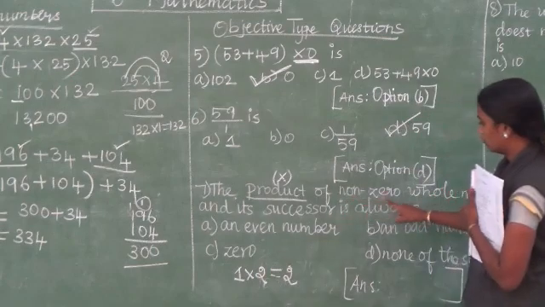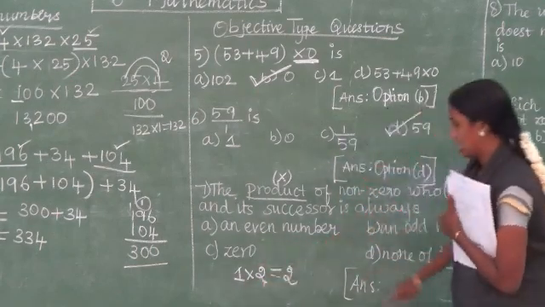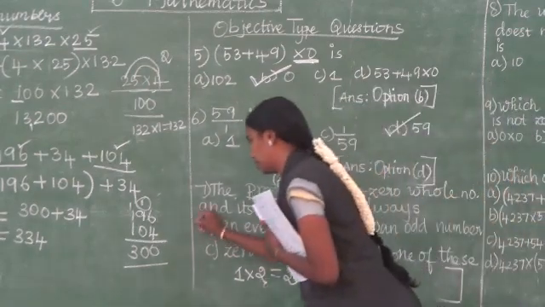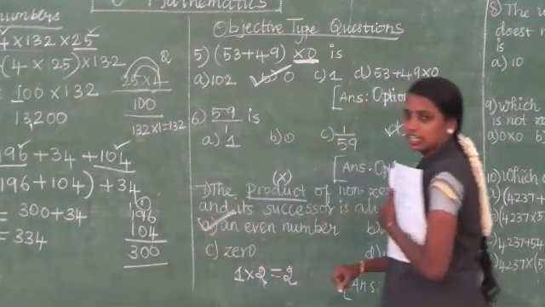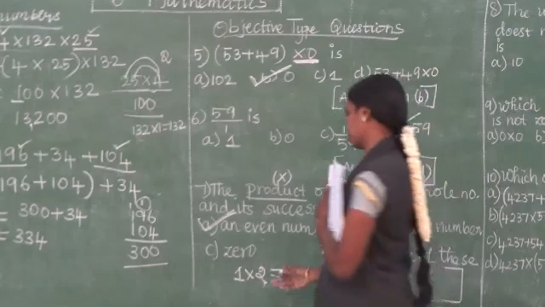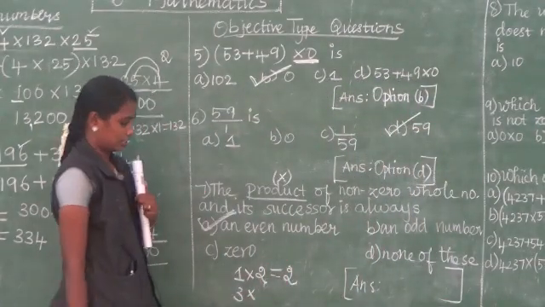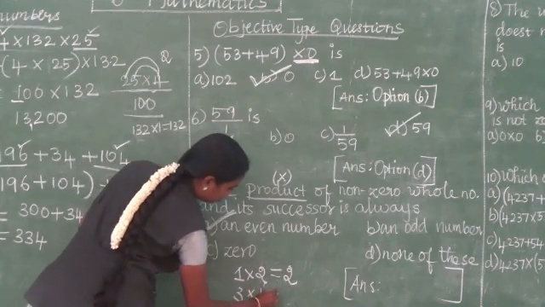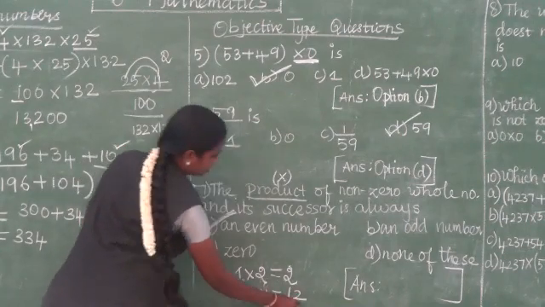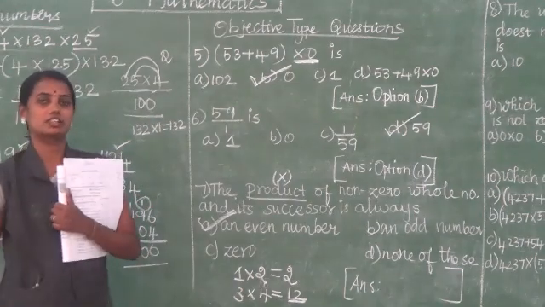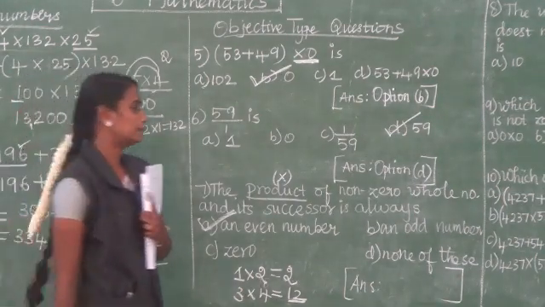So the product of non-zero whole number and its successor is always an even number. Okay, always an even number. Whichever number, we can go for one more example. 3. Okay, I took the number 3. Successor is 4. 3 4s are 12. See here also, it is an even number. So always, answer will be an even number.